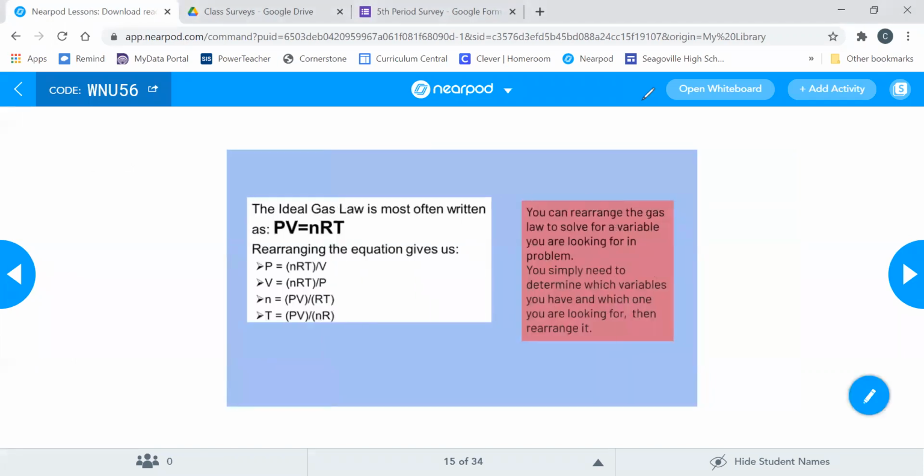So if you don't know how to rearrange them, the answers on how to rearrange them are right here. Whatever question they're asking you, if they're asking you to solve for pressure, volume, moles, or temperature, this is the way you will rearrange the formula. So you don't have to guess about how to do it. I gave it to you in the notes.